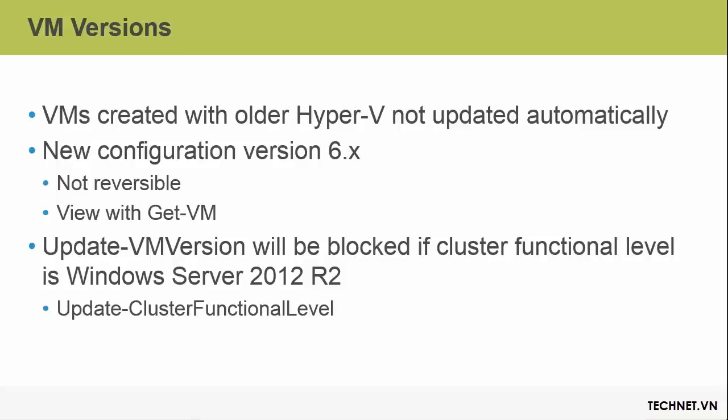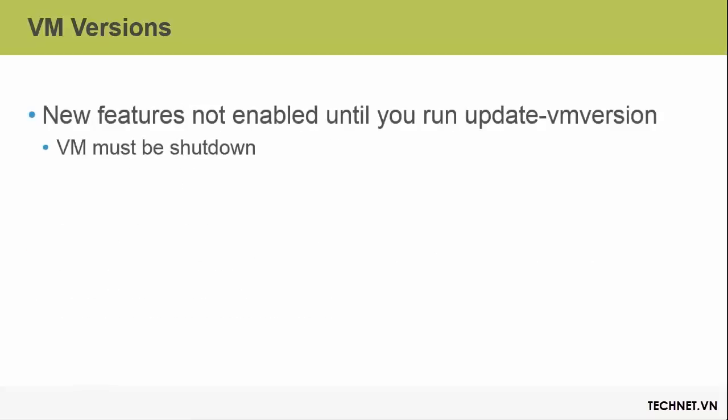However, that will be blocked if you're in a clustered environment and the cluster functional level is Windows Server 2012 R2. So once all of the cluster nodes have Server 2016 Technical Preview 2 or Hyper-V Technical Preview 2, we can then update the cluster functional level using the appropriate PowerShell commandlet. New features such as production checkpoints aren't enabled until you update the virtual machine version.